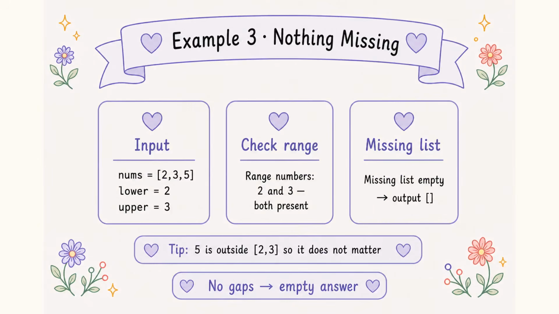Example 3. Nums is 2, 3, 5, lower is 2, upper is 3. The range only cares about 2 and 3, and both are present. 5 is outside this range, so it does not matter. There are no missing integers, so the answer is an empty list.